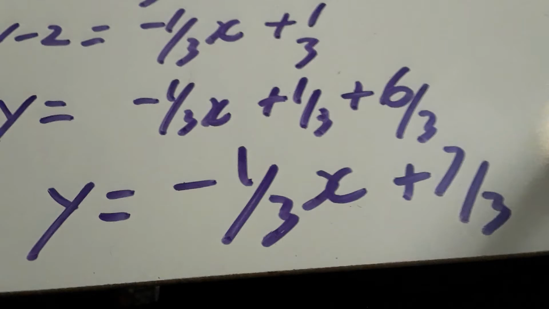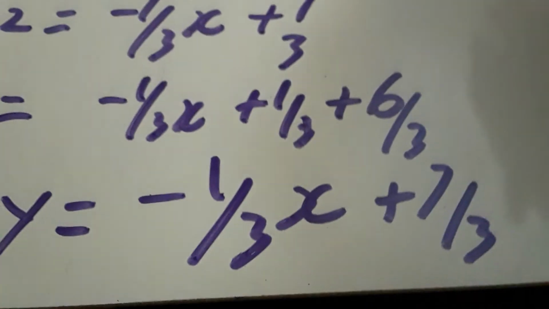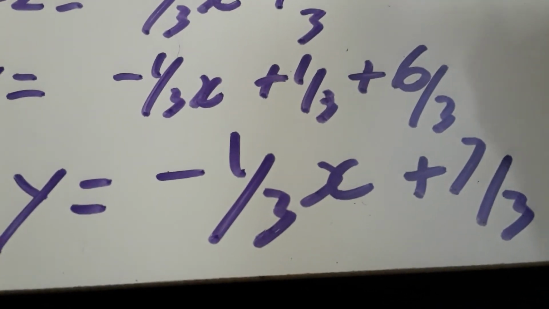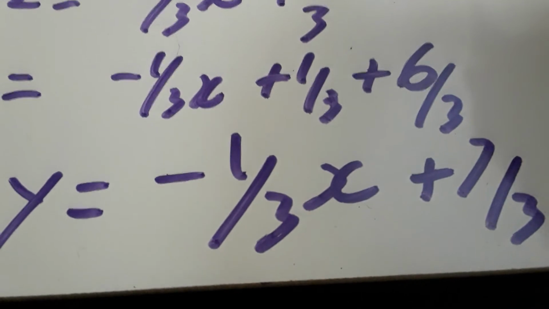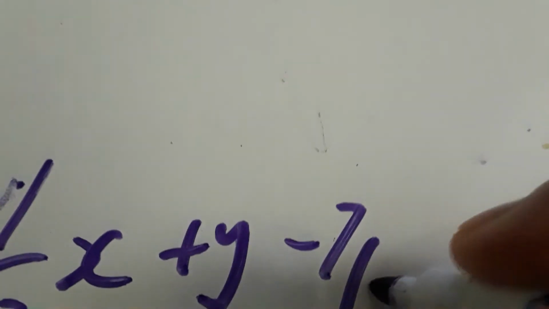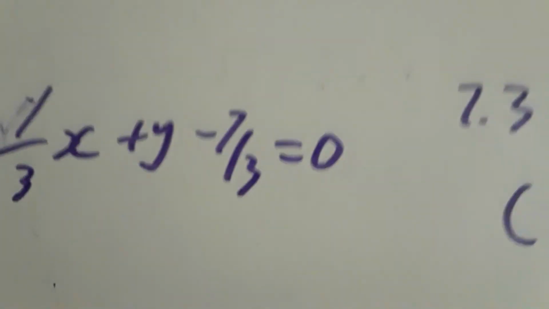But now what we want to do is we want to take this and using algebra, put it into general form. So what we're going to do is we're going to take the negative 1/3 x, put it on the other side, and we will have 1/3 x, okay, becomes positive now. The y remains positive. And this positive 7/3, which we have down here, becomes negative 7/3 when we bring it over to the other side, all of that is equal to 0.